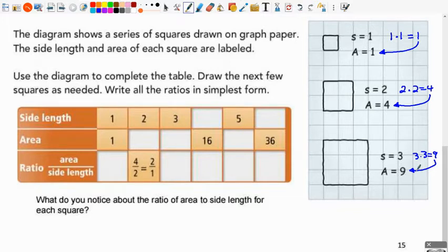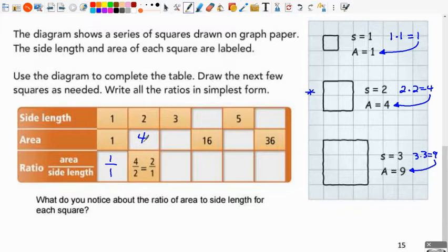This time in our chart, we have the side length, the area, and we're going to do area over side length. So for our first square, the side length was 1, the area was 1. That ratio is going to be 1 over 1, which was already in simplest form. For our second square, with the side length of 2, that gave us an area of 4. 2 times 2 is 4. The ratio this time, area over side length, is 4 over 2, which is equal to 2 over 1.